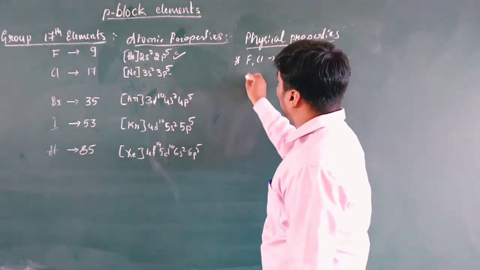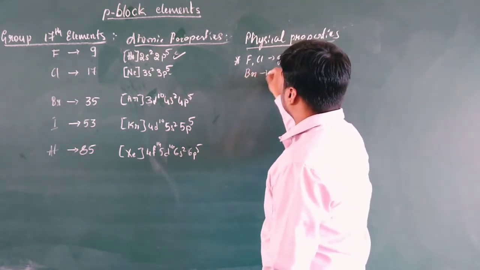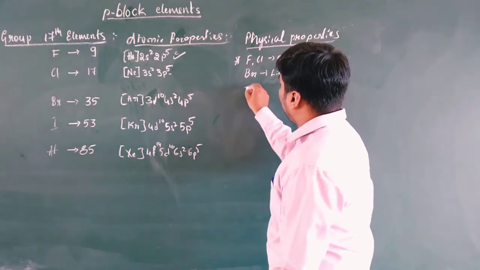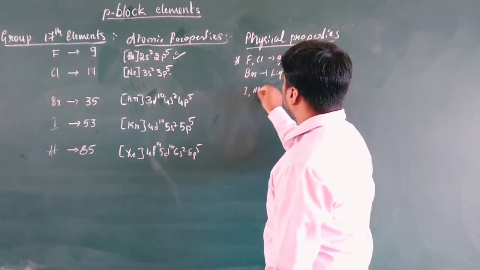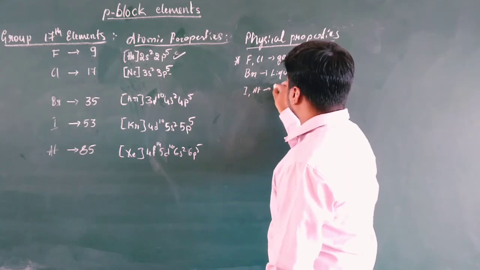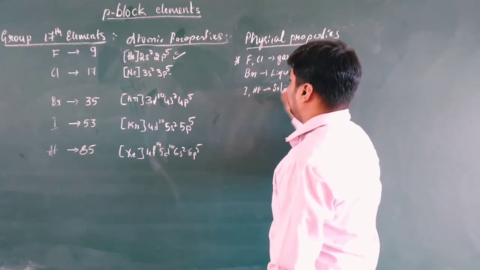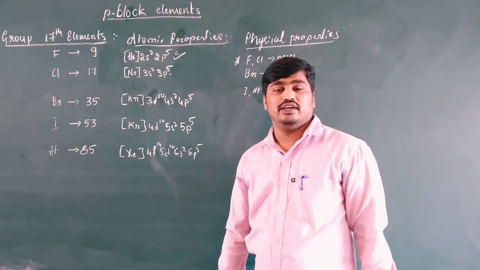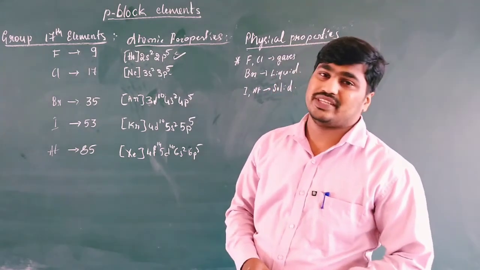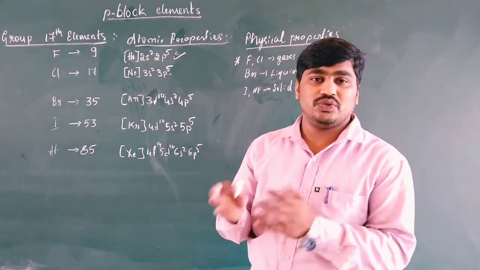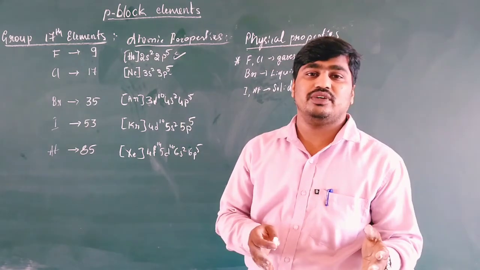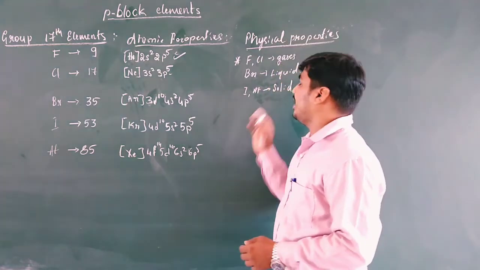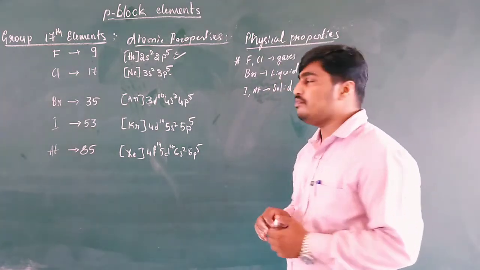Next one, bromine is liquid. It exists in liquid state. And iodine and astatine, these two exist in solid form. We observe the variability in the physical state of group 17 elements. The first two are gases, the next one is liquid, and the next two exist in solid state.